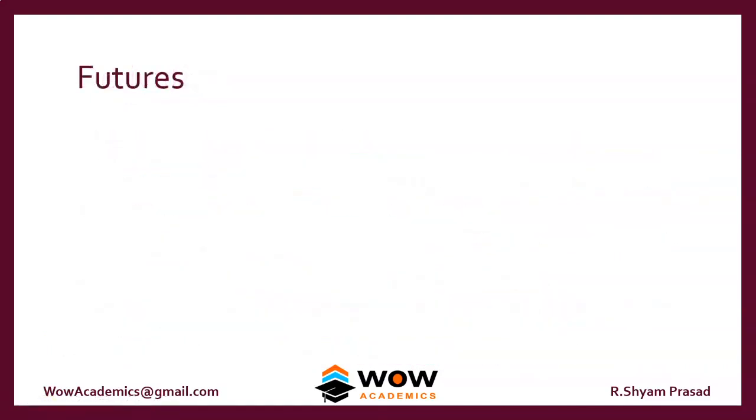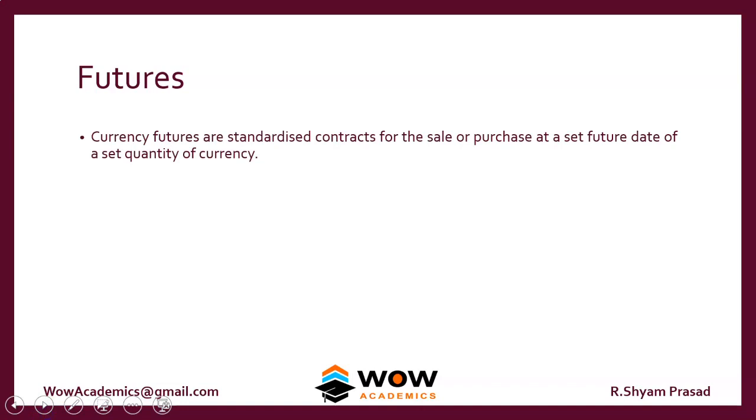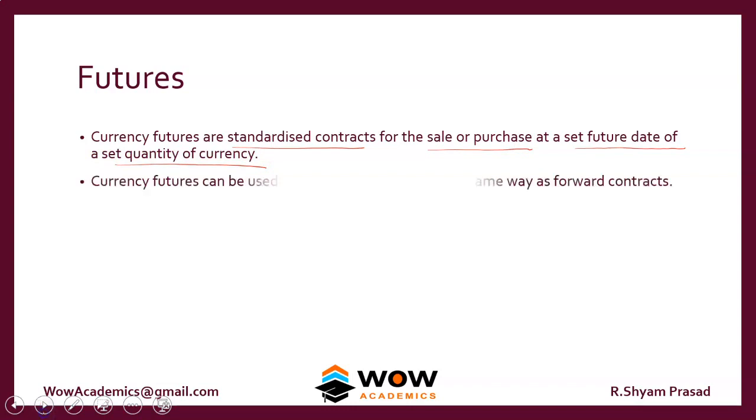So now we will discuss the futures. Currency futures are standardized contracts for the sale or purchase at a set future date of a set quantity of currency. So currency futures are exchange traded instruments. Currency futures can be used to hedge currency risk in the same way as forwards. So there's no difference between a forward and a future, except that a future is a standardized exchange traded contract. A forward is a direct contract between two parties.